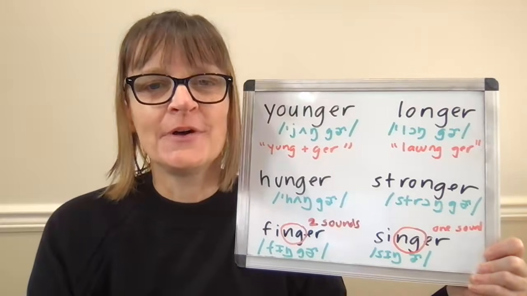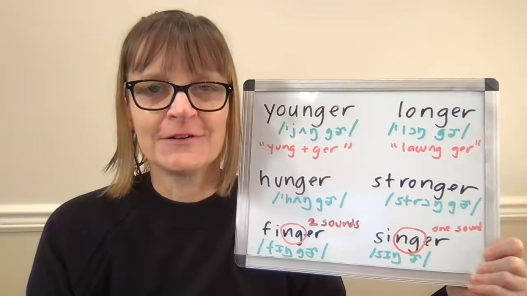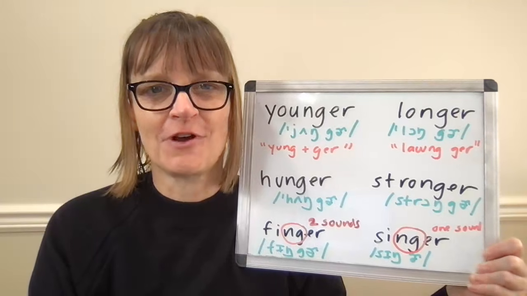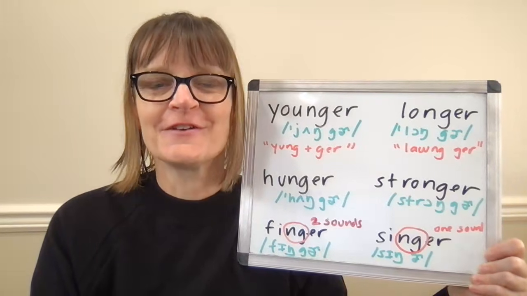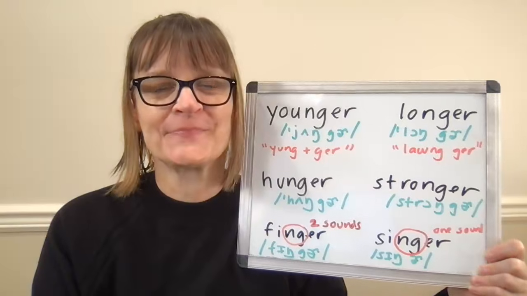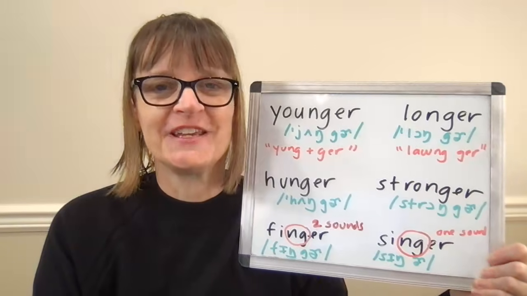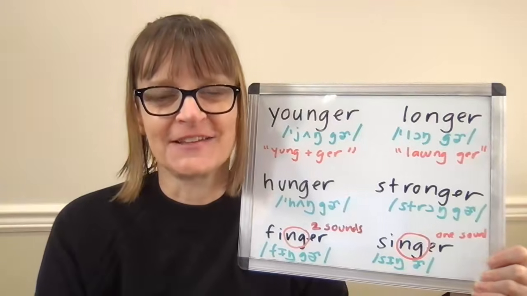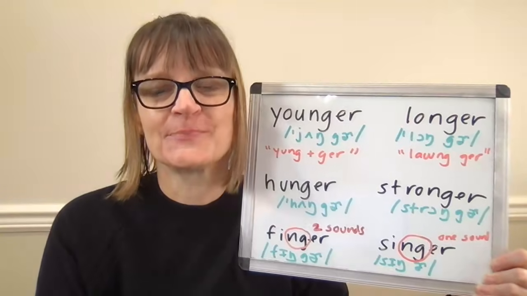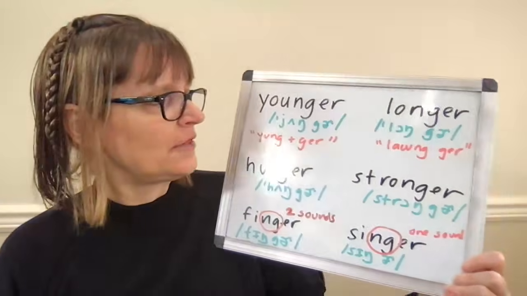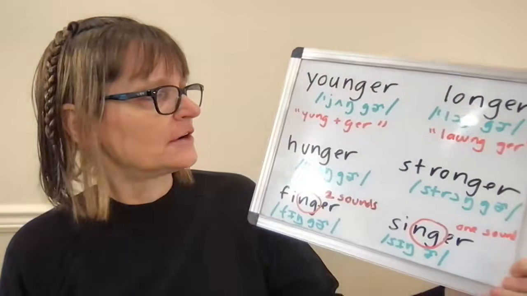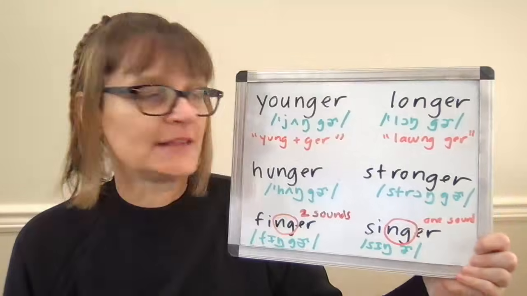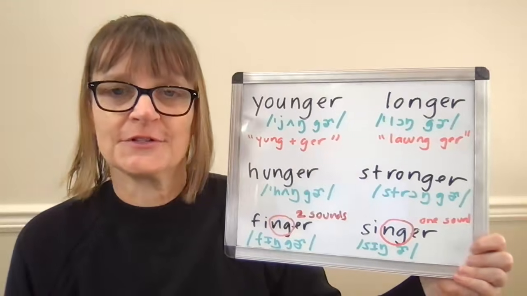In this video, we'll look at words like younger, longer, hunger, stronger, finger, and singer. We'll talk about the letters NG and the different sounds they can make in words, and help you watch out for some common accent error patterns you may have on these words. So for the first 5 words here, younger, longer, hunger, stronger, finger, the NG letters say 2 sounds.